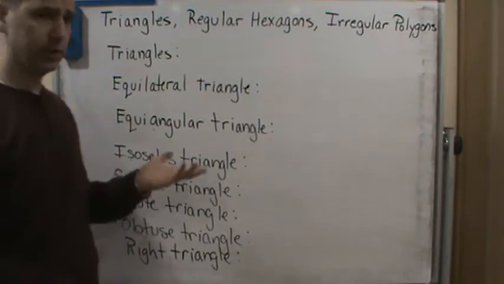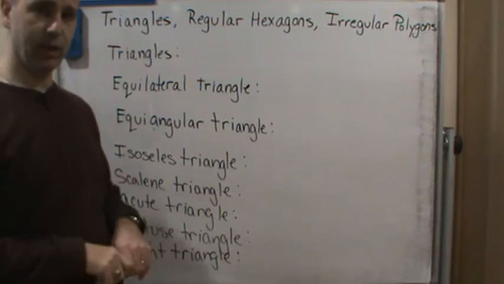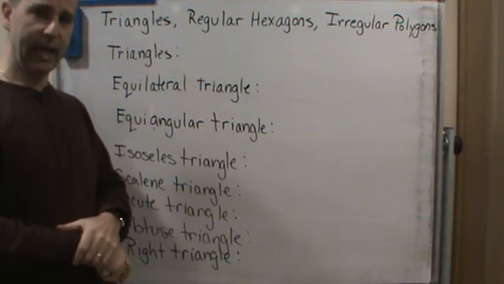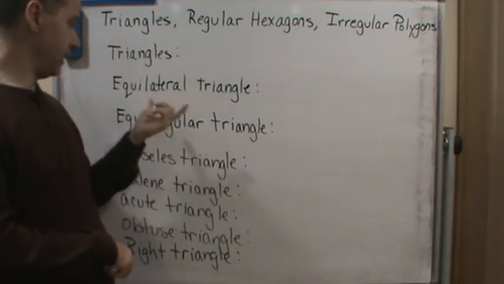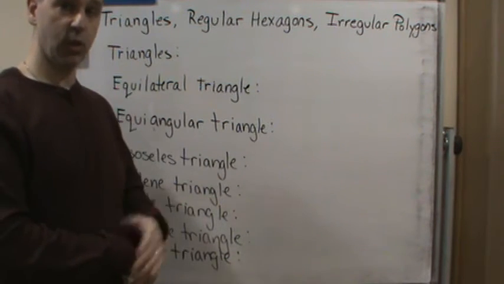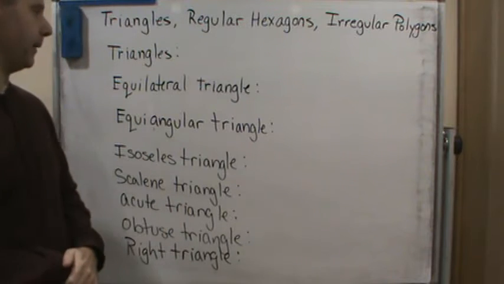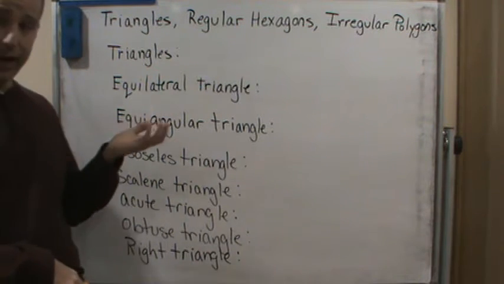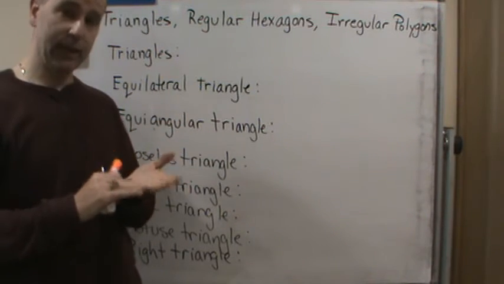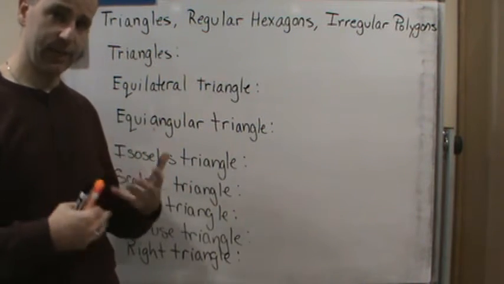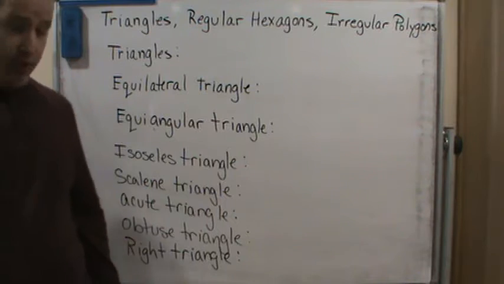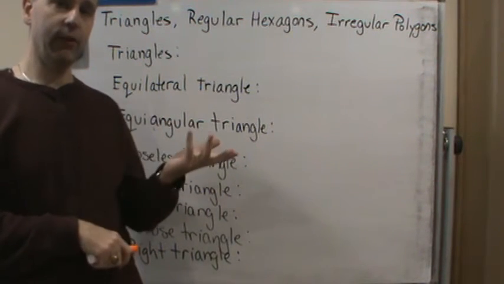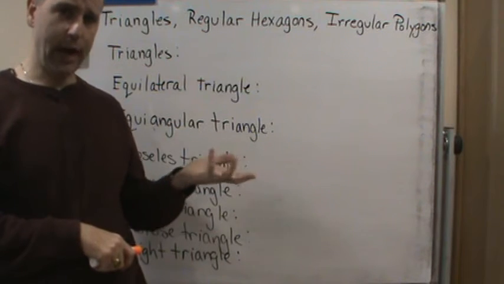Okay, so triangles, one of the polygons that we talk about, is triangles. Now, the thing about triangles is that it has three sides. That's the definition of a triangle, and therefore it also has three angles. There are many different ways of categorizing, classifying triangles, but the good thing is that there's only one formula for area for all triangles.